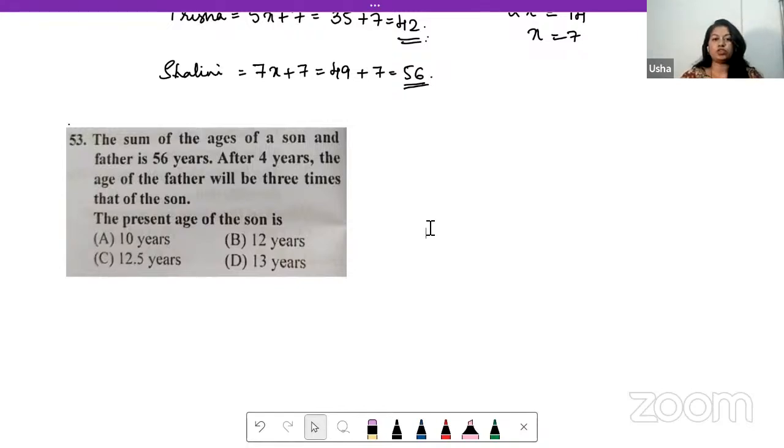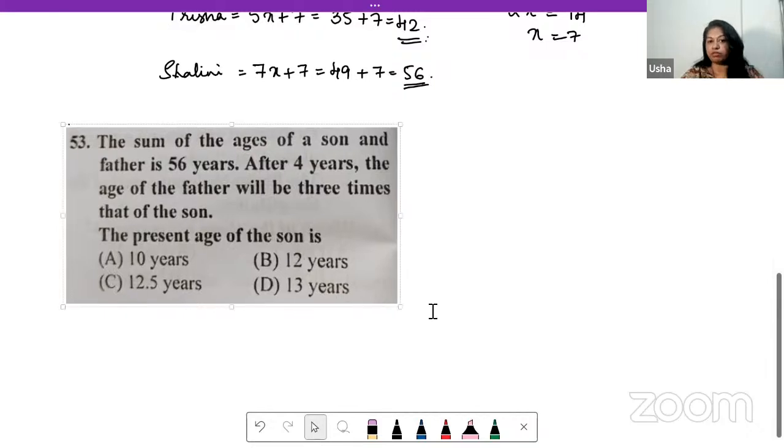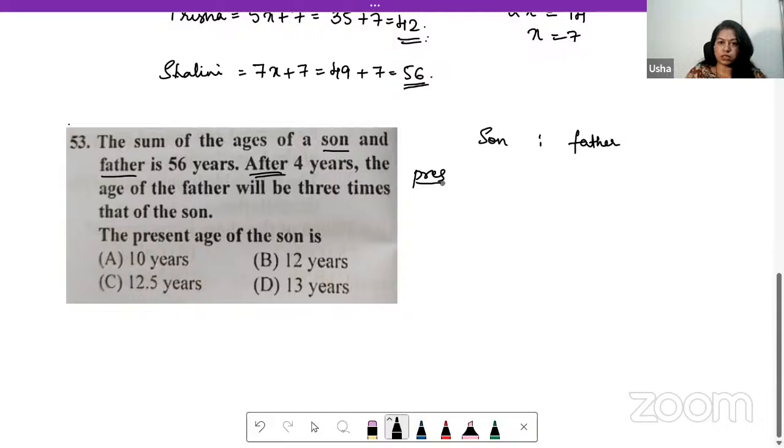Sum of ages of son and a father is 56 years. After 4 years, age of the father will be 3 times that of the son. Again here, same concept as the previous problem. But as I told you, wherever comparison or ratio is given, I will write down that first. So here, son and father. And sum of the ages is this after 4 years. So this is future. So I'll write present and future. These are the comparisons available.